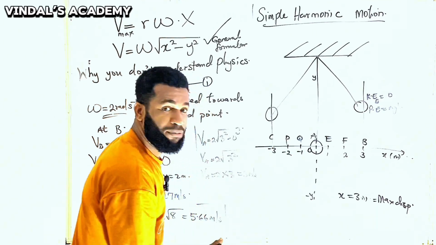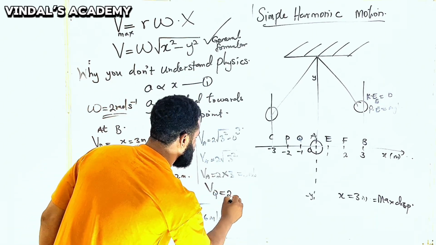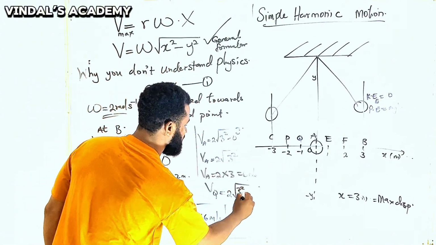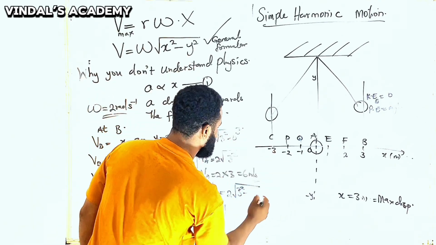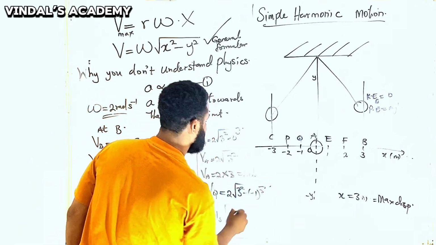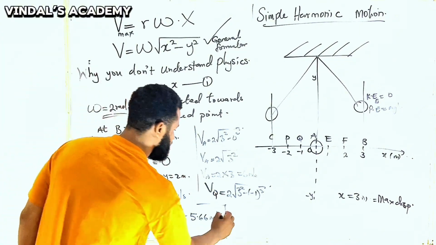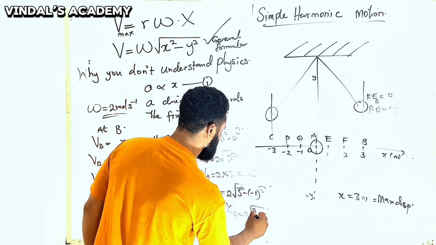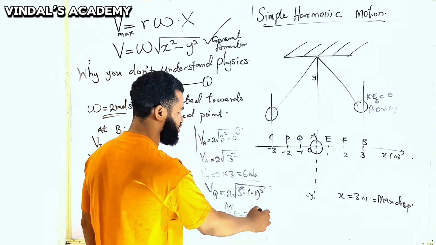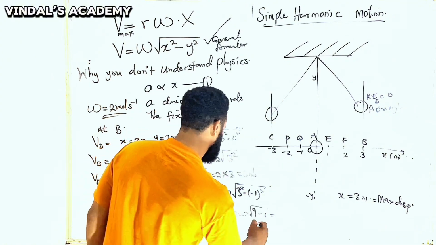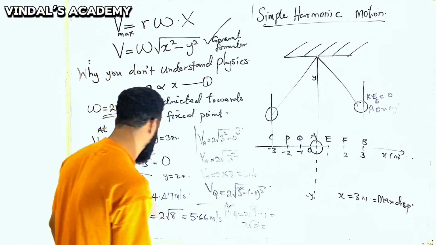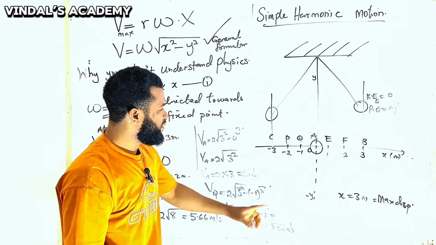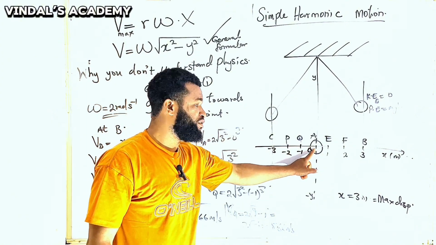Now let me check at Q what will happen. So at Q, vQ is going to be 2 root of this. At this point, x is still 3, so 3 squared, minus y at that point, which is minus 1, so it's going to be minus 1 all squared. All right? So vQ is going to be 2 root of, this is 9, this is minus 1 squared, which is still 1. So what are we going to have? 2 root 8, which is the same thing as 5.66 meters per second.